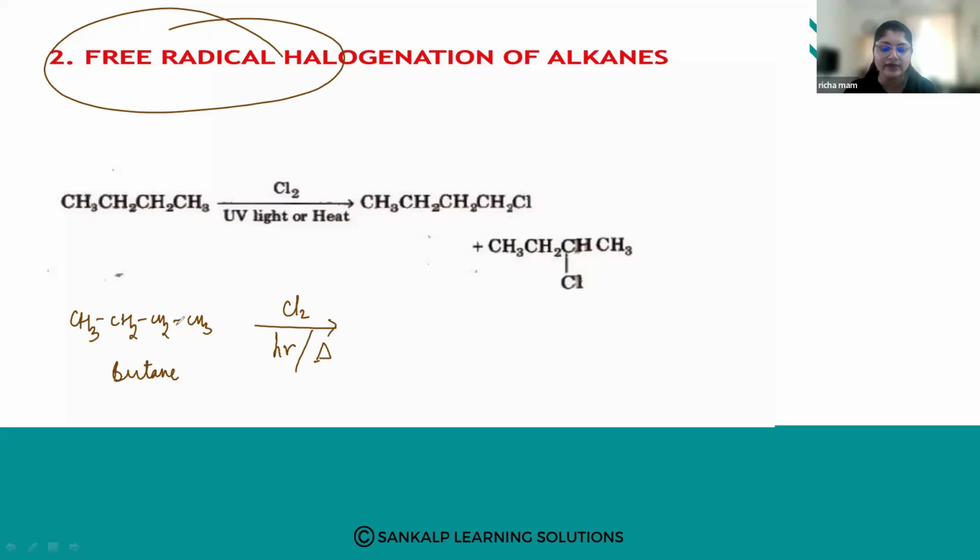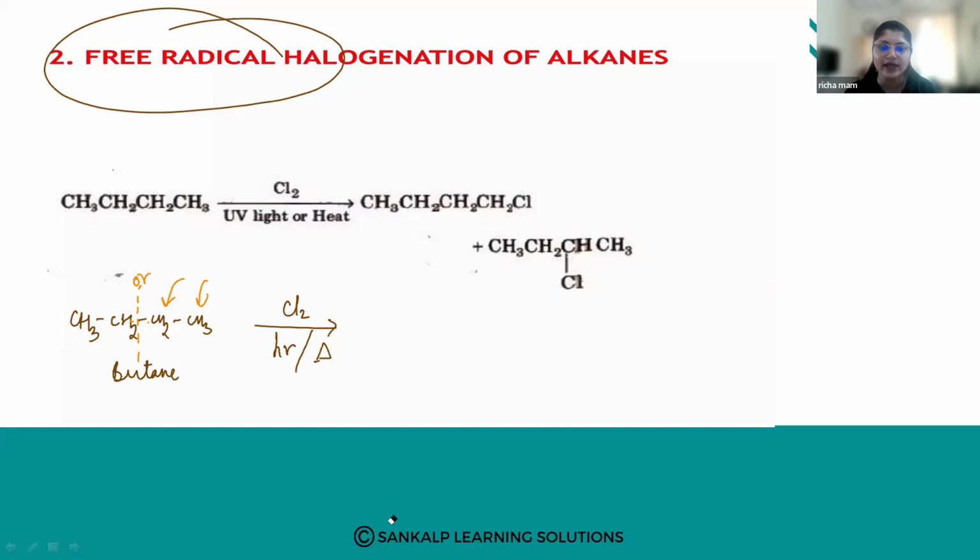What will happen first? Here the carbon chain is symmetrical. What do you mean by symmetrical? If I break this bond, the number of carbon atoms on either side is equal, so it can be broken symmetrically. On either side there are two, and they are the same. So either the chlorine will attack this carbon or that carbon. I'll take one side, the right side.